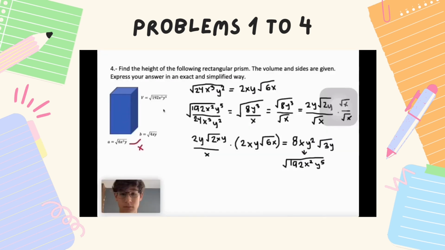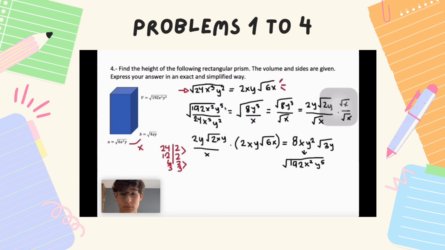The first thing you have to do is multiply a times b, which then leads to 24x³y², which is the square root of that, which equals 2xy square root of 6x. If you multiply them together, that leads to 6.